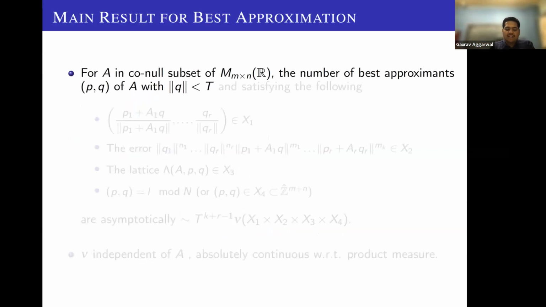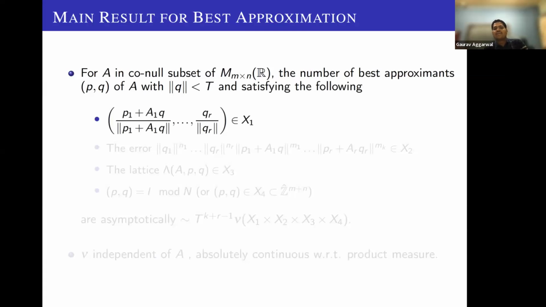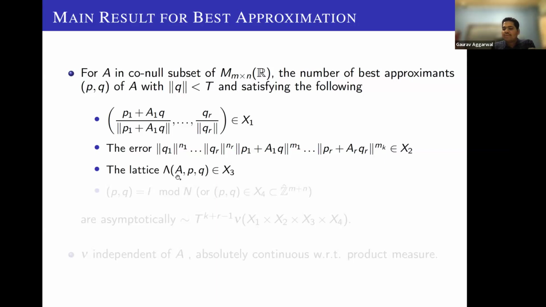Now our main result is actually a counting and equidistribution result, which says that there exists a conull subset of M cross N R, so that you look at the best approximants of this matrix A, which satisfy the following conditions. You look at the individual terms, p1 plus A1 q, p2 plus A2 q, and so on up to pk plus Ak q, and the vectors Q1 to Qr, project them respectively onto the sphere, and they belong to a particular set. Secondly, the error term is between, say, alpha and beta. The lattice lambda A(p,q), which is in the space of all lattices containing (0, 0, 0, 0, 0, 0, comma 1), is in a particular set.